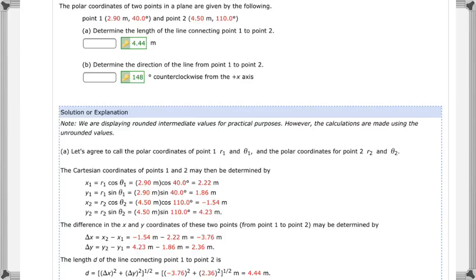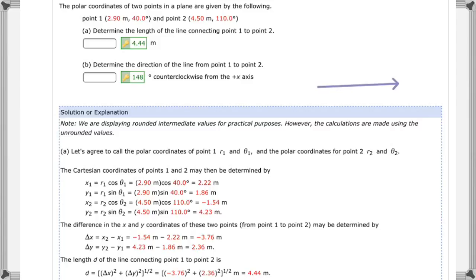This is the second question. The polar coordinates of 2 points are given, and they are 2.90 meter, 40 degrees, and then 4.5 meter, 110 degrees. Now, this means, right, let me make a diagram.